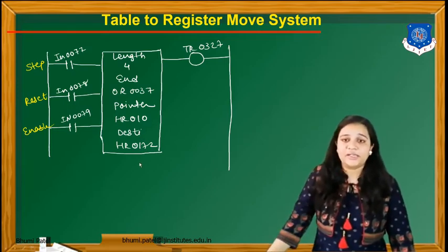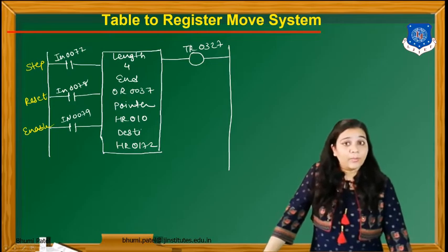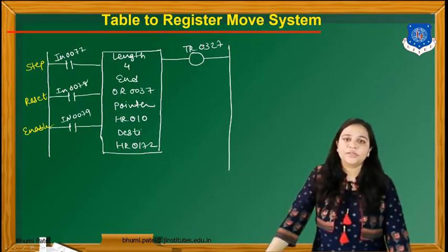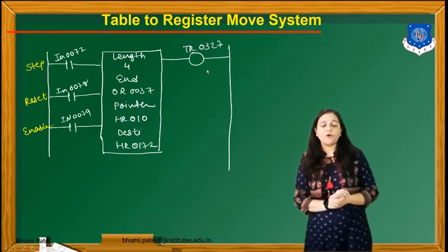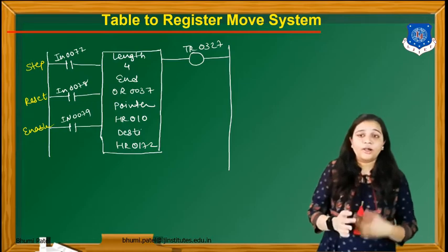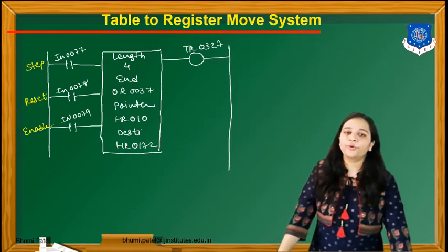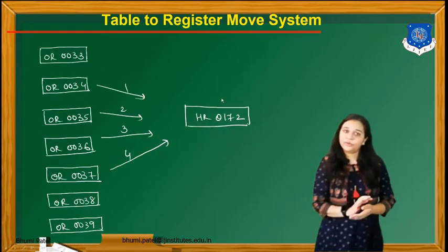So it is HR0172, and the command for the table to register is TR0327. Okay. So at what time does the output go on? If all the data have been moved from table to register, that time the output goes on. Okay, so this is the logic behind the table to register.